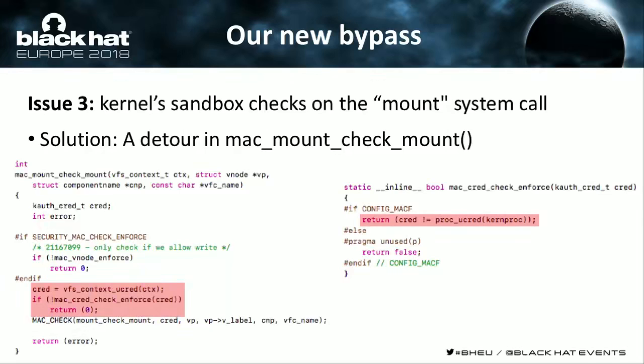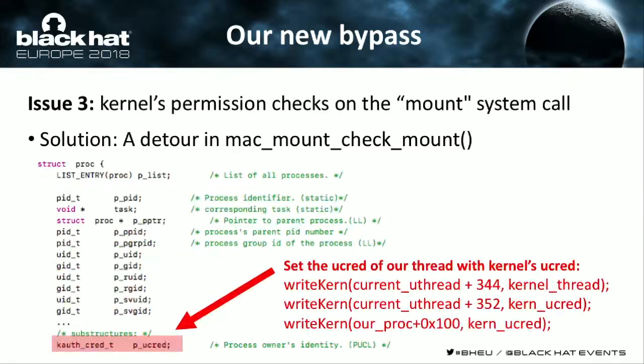You can see from the code that the kernel checks whether our process has the kernel credential. If we have the kernel credential, it will stop the sandbox check. So this is the implementation. We can set the pucred pointer in our process to point to the kernel credential.